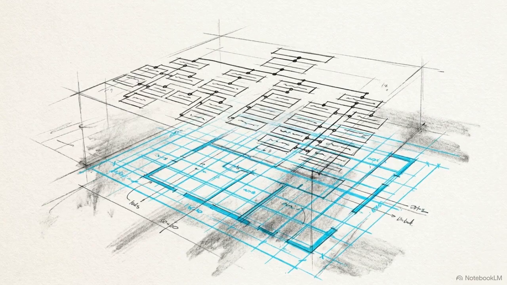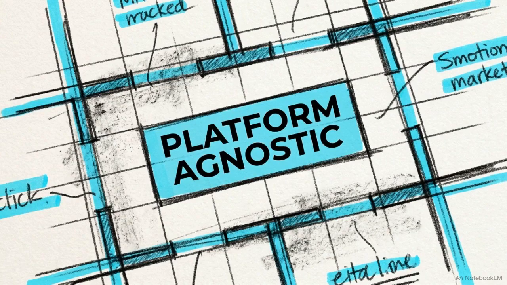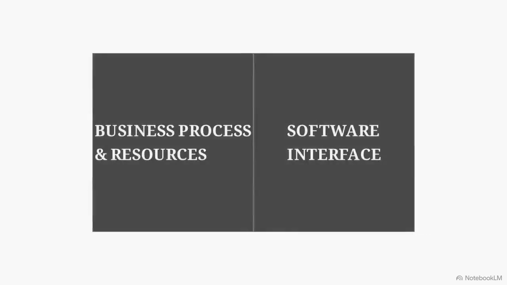This architectural blueprint, unfurling beneath the enterprise chart, is the Universal Business Process and Resources Model, or UBPR Flows. It is a vendor-neutral, structural blueprint designed to map the reality of enterprise finance operations. The core principle of UBPR Flows is strict separation.